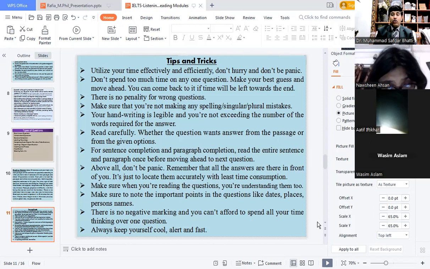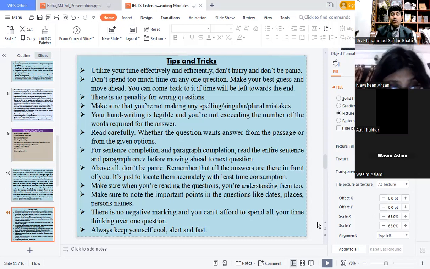Make sure that you are not making any spelling, singular, plural mistakes. Your handwriting is legible and you are not exceeding the number of words required for the answer. Read carefully whether the question wants the answer from the passages or from the given options. For sentence completion and paragraph completion, read the entire sentence and paragraph once before moving ahead to the questions. Above all, don't be panicked.